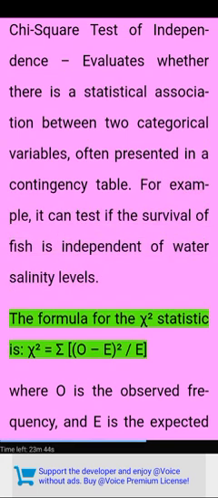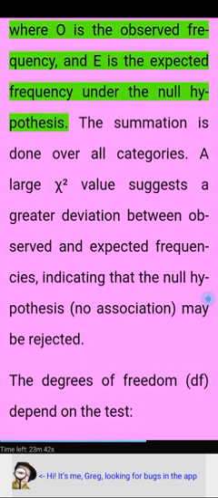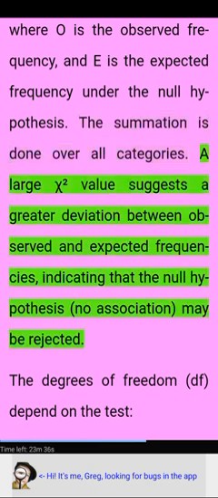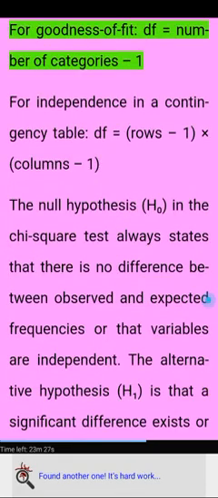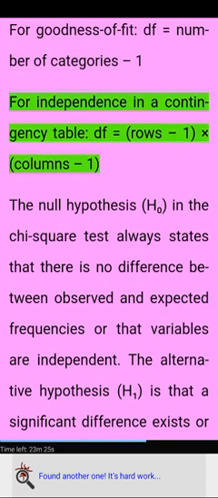The formula for the chi-squared statistic is χ² = Σ (O − E)² / E, where O is the observed frequency and E is the expected frequency under the null hypothesis. The summation is done over all categories. A large chi-squared value suggests a greater deviation between observed and expected frequencies, indicating that the null hypothesis, no association, may be rejected. The degrees of freedom (df) depend on the test. For goodness of fit, df equals number of categories − 1. For independence in a contingency table, df equals (rows − 1) times (columns − 1).